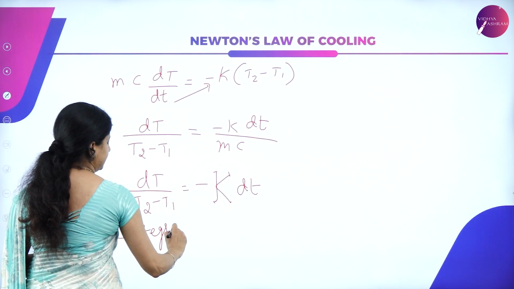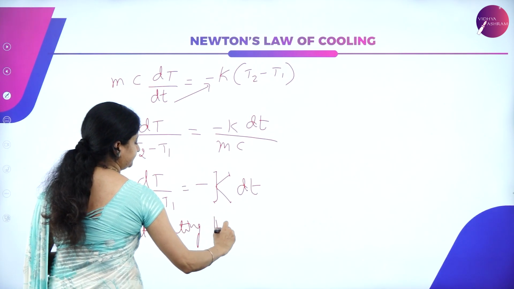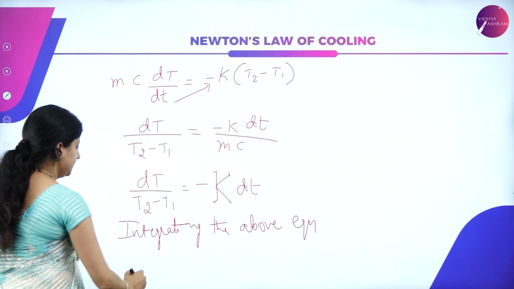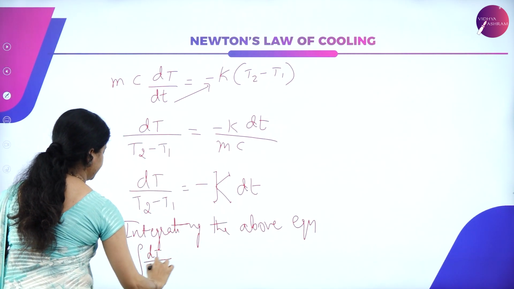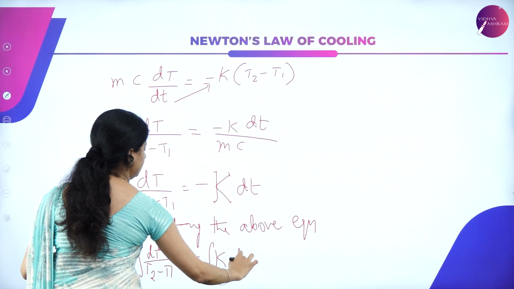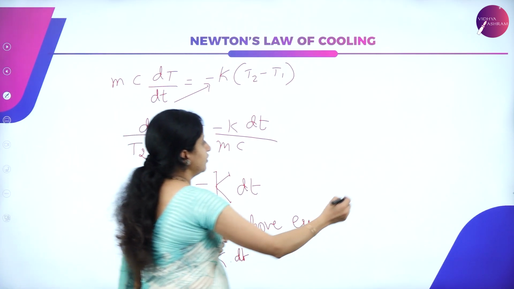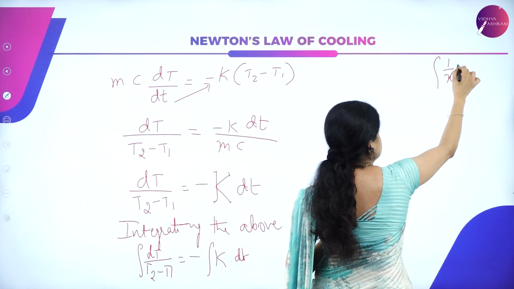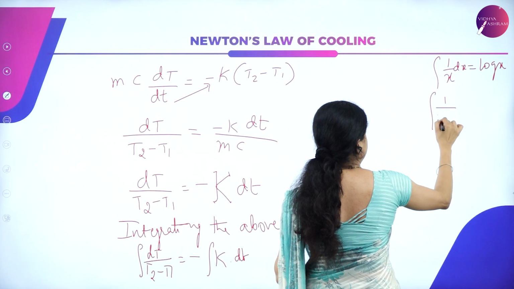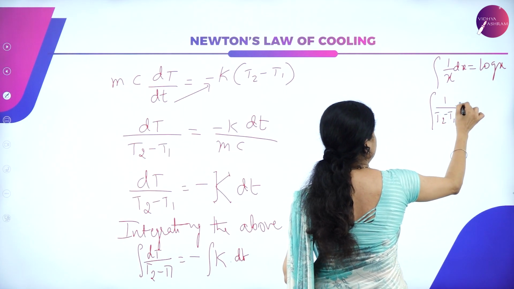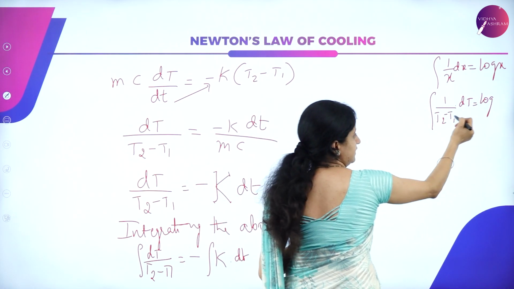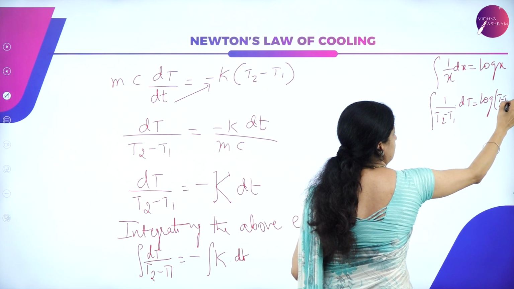Now let us integrate this expression. Integrating the above equation, that is integral of dT divided by T2 minus T1 is equal to minus integral of K into dt. Now we have a standard formula, that is integral of 1 by x dx is equal to log x. We have integral of 1 by T2 minus T1 into dT, so it is of the same form. I can write it as log of x, which is nothing but T2 minus T1. So the LHS is done now.